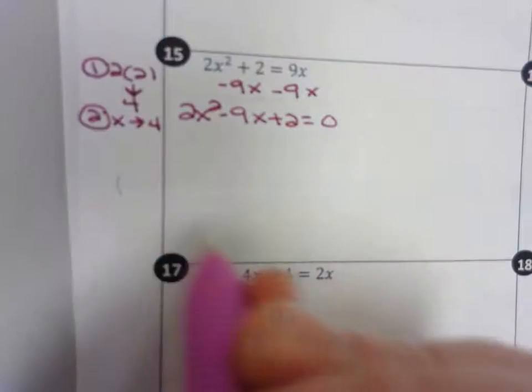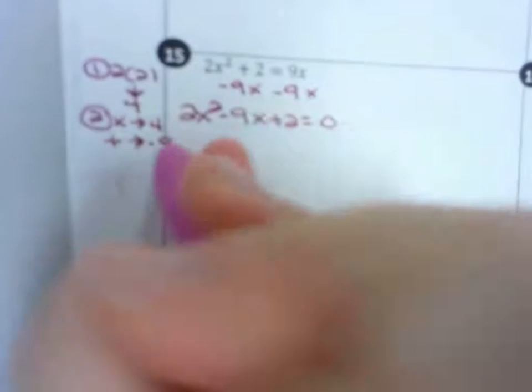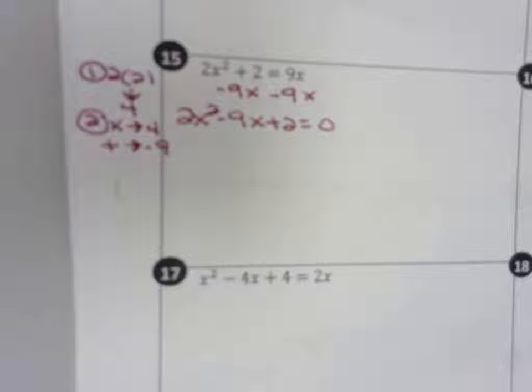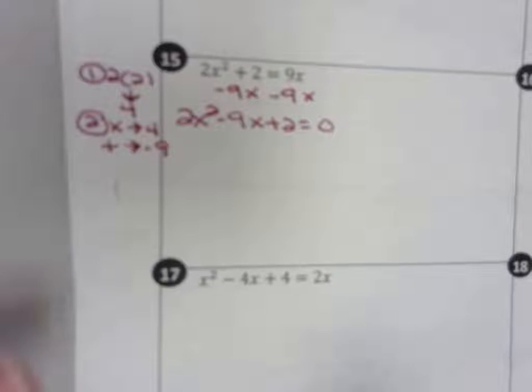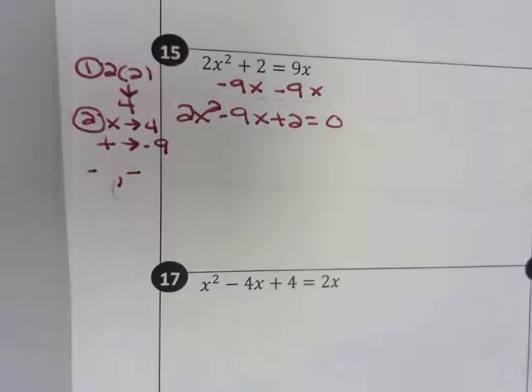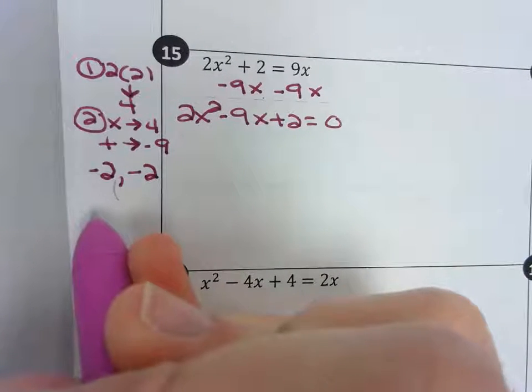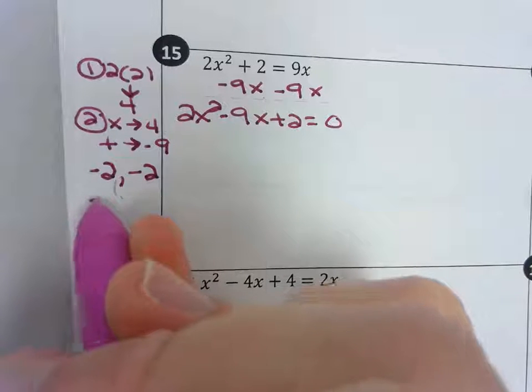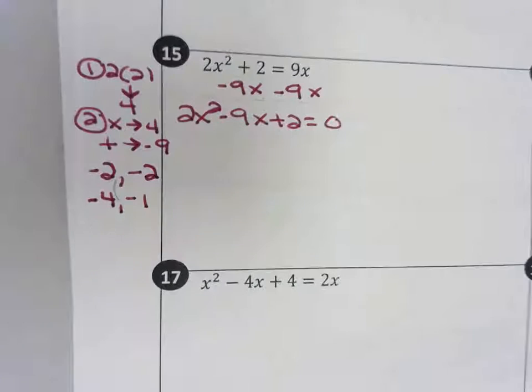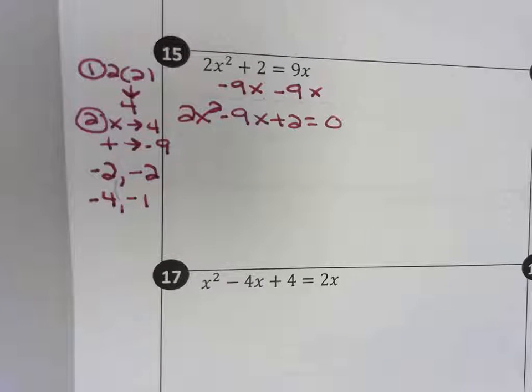The second step, two numbers that multiply to give me a positive 4 and add to give me what? If they have to multiply to give me a positive and add to give me a negative, what are my signs going to be? Both negative. So what are two negative numbers that multiply to give me a positive 4? Negative 2 and negative 2. Will that add to give me negative 9? No. What other two negative numbers multiply to give me a positive 4? Negative 4 and negative 1. Will that add to give me negative 9? No.